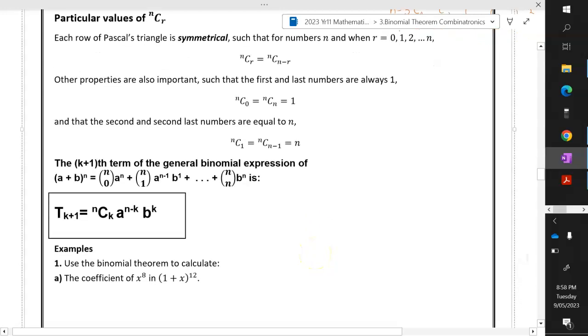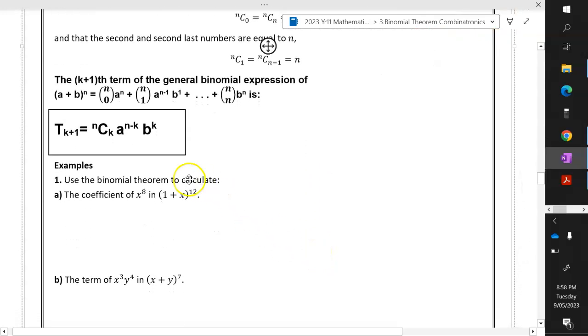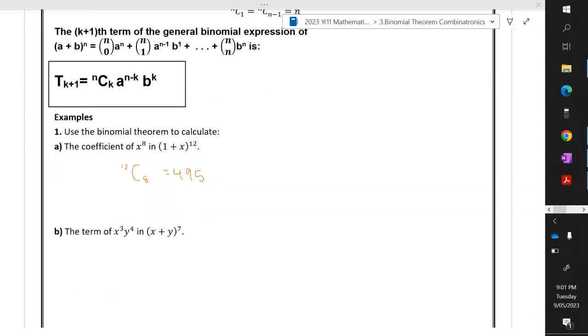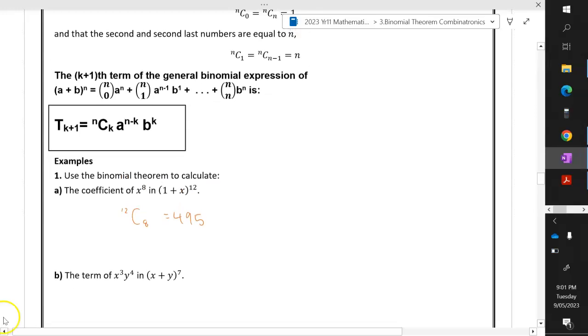Okay, so we're now going to use the binomial theorem to calculate the coefficient of x to the power of 8 in this expansion. So x to the power of 8 in (1 plus x) to the 12, we'd be expanding that like we've got over here with a 1 where the a is and an x where the b is. So we'd be looking for x to the 8 to be along here somewhere, and our coefficient would be 12C8, which would give us a coefficient of 495.